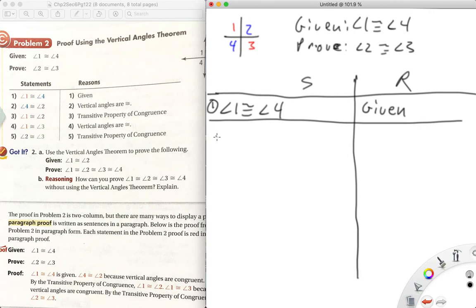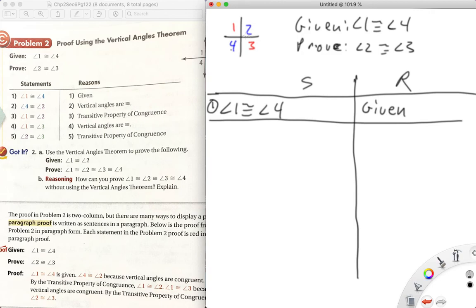Alright. Here's our scenario. We're given that 1 is congruent to 4. So 1 and 4 are the same. They want to prove that 2 is congruent to 3. Here's the deal. Just eyeballing it before I do anything about this proof, I know that 2 and 4 are congruent. I know 3 and 1 are congruent because they're vertical angles. If 1 and 4 are congruent, and 1 and 3 are congruent, then I can say that 4 and 3 are congruent.